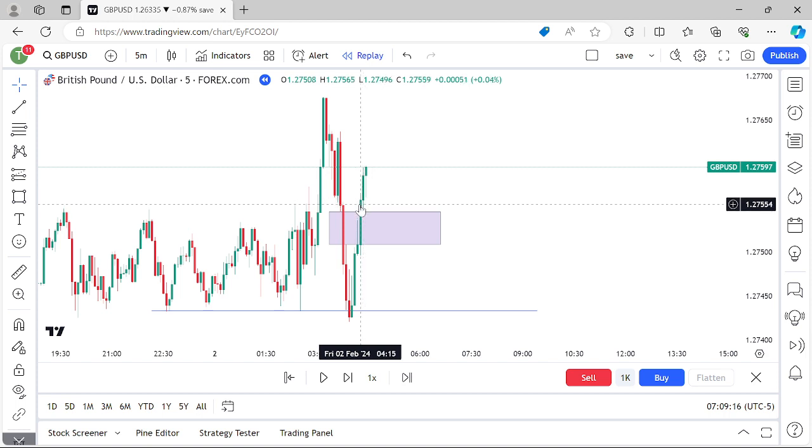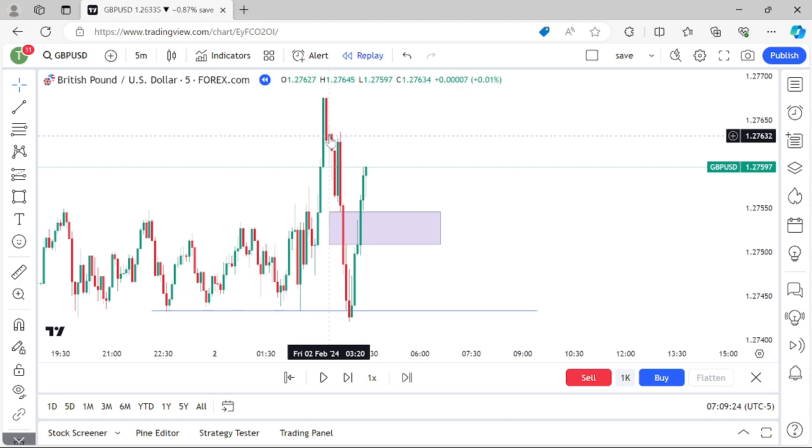When you see something like this, and also another thing, there's no other imbalance up here either. I want you to notice on the 5-minute chart, there's no other imbalance. There's no reason for price to move higher. If there was another imbalance up here that it needs to efficiently deliver, that it needs to rebalance, then that's a different story.